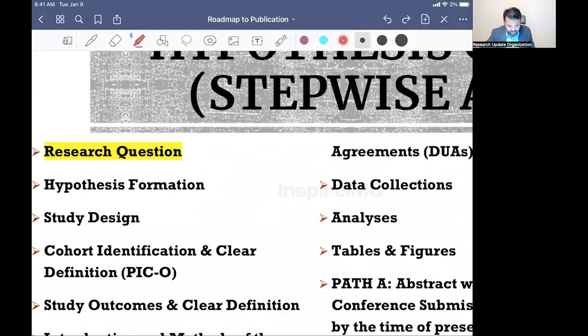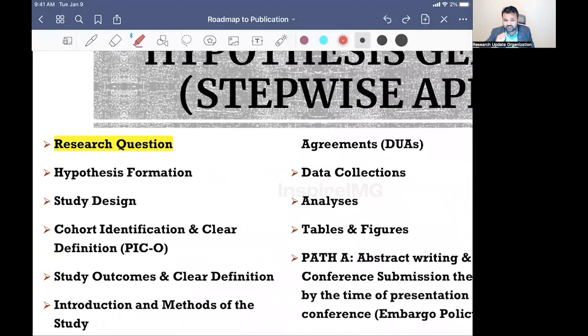We start with the research question. Research question means identifying the ideal question for your studies. There could be plenty of questions. What is the incidence? What is the prevalence? What is the population of interest? What is the intervention of interest we are going to keep? Or what is going to be the primary objective of the study or secondary objective of the study? Different types of objectives of the study we calculate.